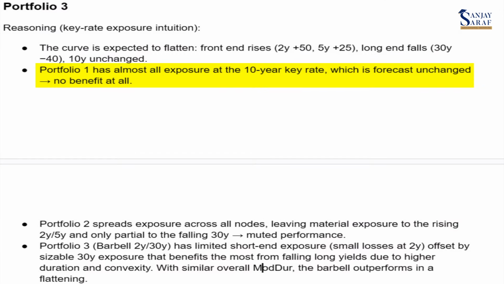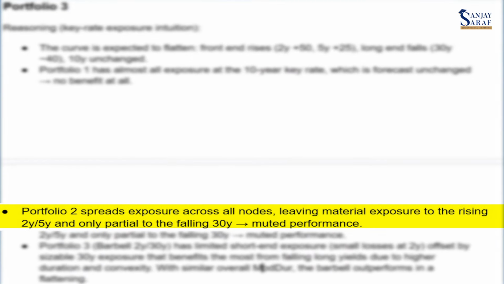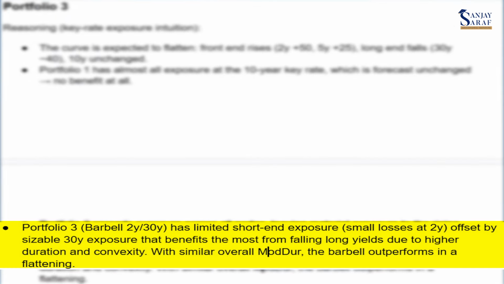So portfolio 1 is obviously incorrect because if you invest in the 10-year bond and the 10-year yield is not going to change, how would you manufacture higher return? Portfolio 2, in which you are investing 25% each of the maturities, will definitely provide some return because the 30-year duration is far higher. So the fact that the 30-year yield will fall, it will definitely provide a higher return. But if you look at the third portfolio, the barbell, there we are investing 40% in the 30-year bond. So there the impact would be biggest.